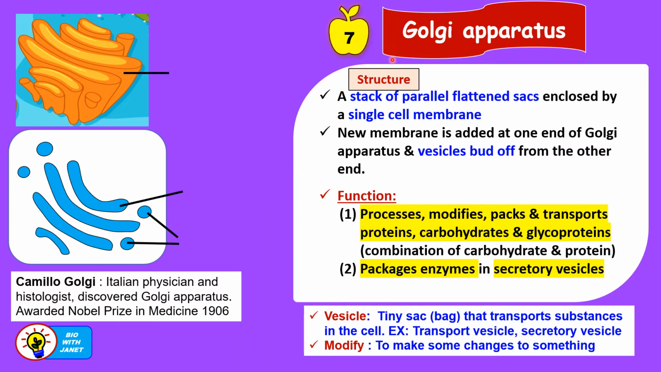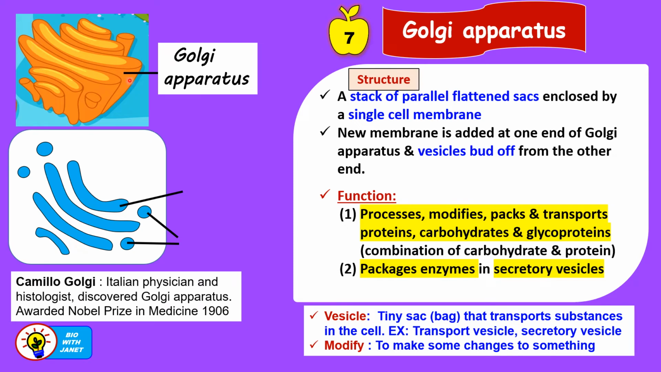Next, we have number 7, Golgi Apparatus. Now, the word Golgi actually comes from the name of an Italian physician and histologist called Camillo Golgi, who discovered the Golgi apparatus. He was awarded the Nobel Prize in Medicine in 1906, right? So when you write the word Golgi, the G must be a capital G because this is the name of a person, right? So the structure of the Golgi apparatus, it is a stack of parallel flattened sacs or bags.